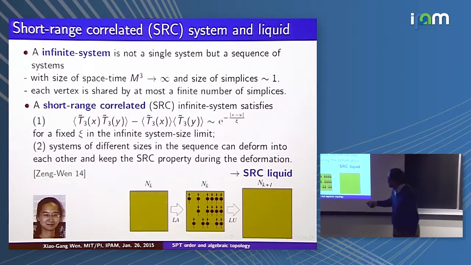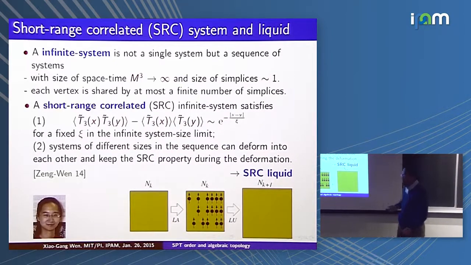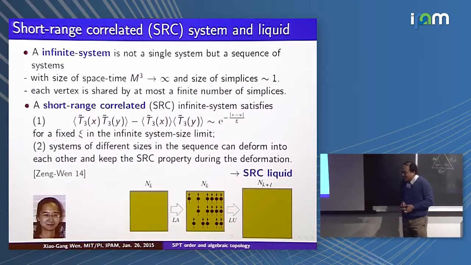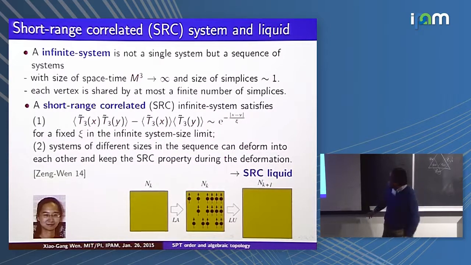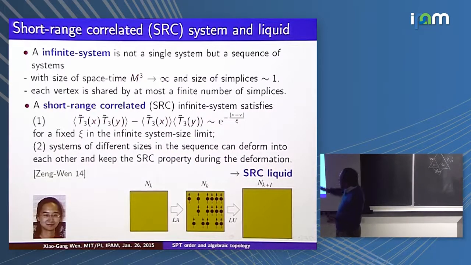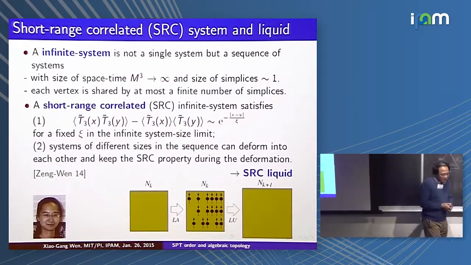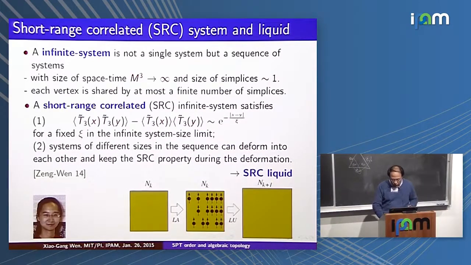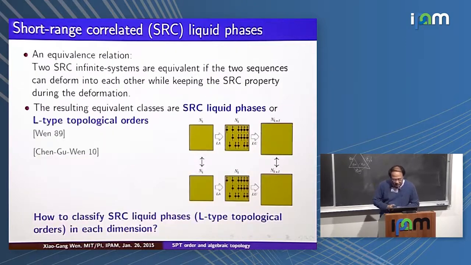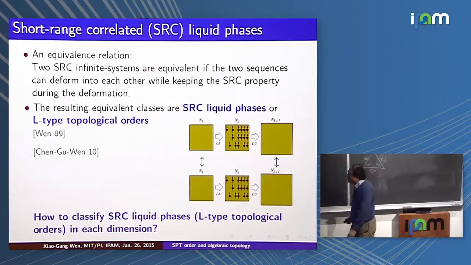But this picture is an H-type picture I copied from another paper. Usually I don't talk about L-type. Anyway, this basically defines it. In the previous transparency I defined the so-called L-type system. Now I define the so-called short-range correlated infinite system of L-type. Okay, and this is the subject you want to study.